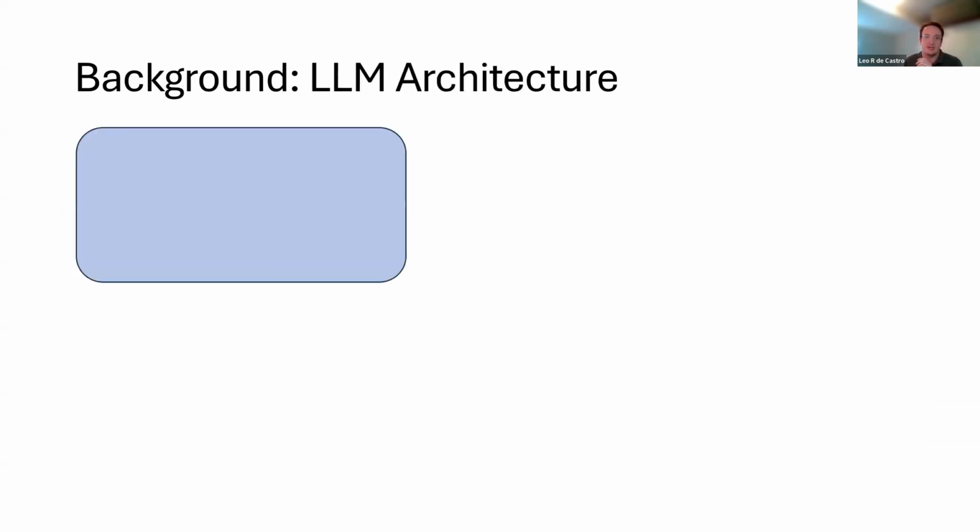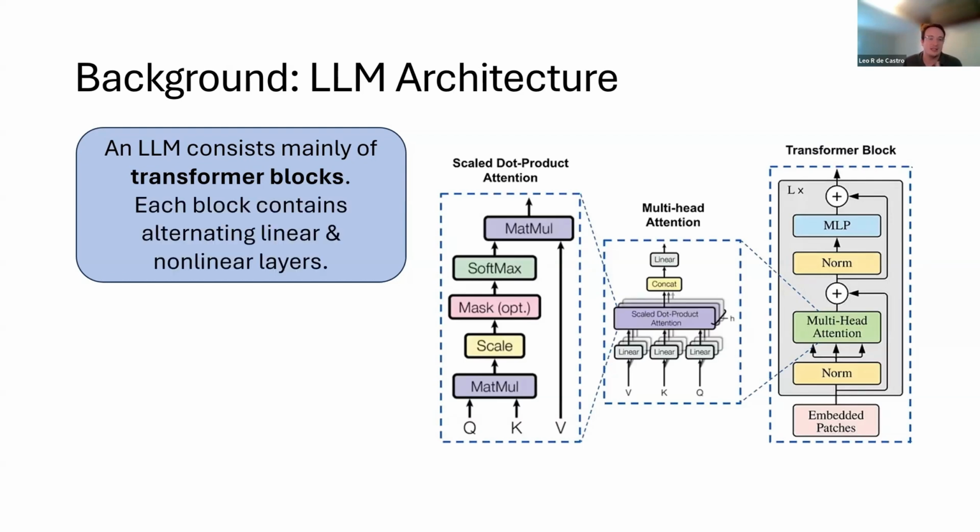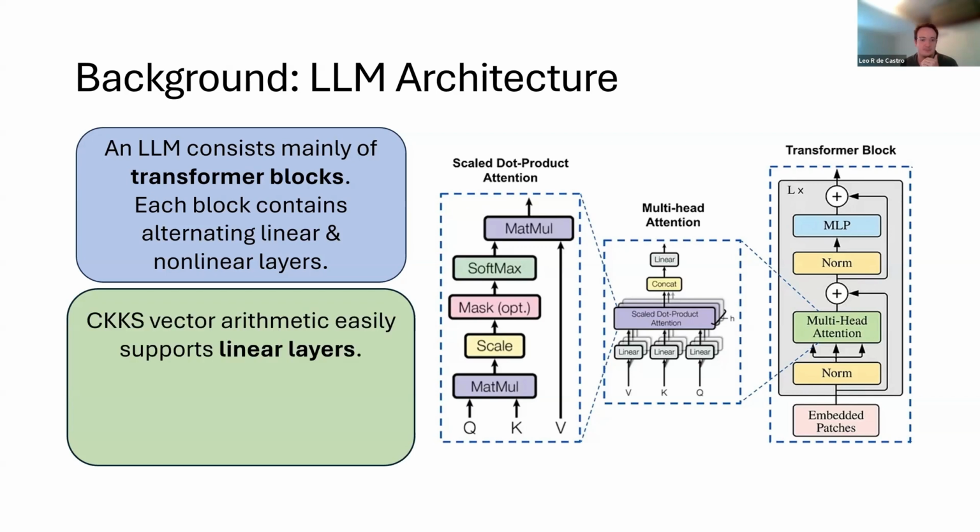Okay, so let's talk about the LLM architecture. An LLM mainly consists of transformer blocks. So we're just going to be drilling down and focusing on an individual block. We don't have to worry about the exact architecture of this block, but the high-level takeaway is that each block is essentially alternating between linear and non-linear layers.